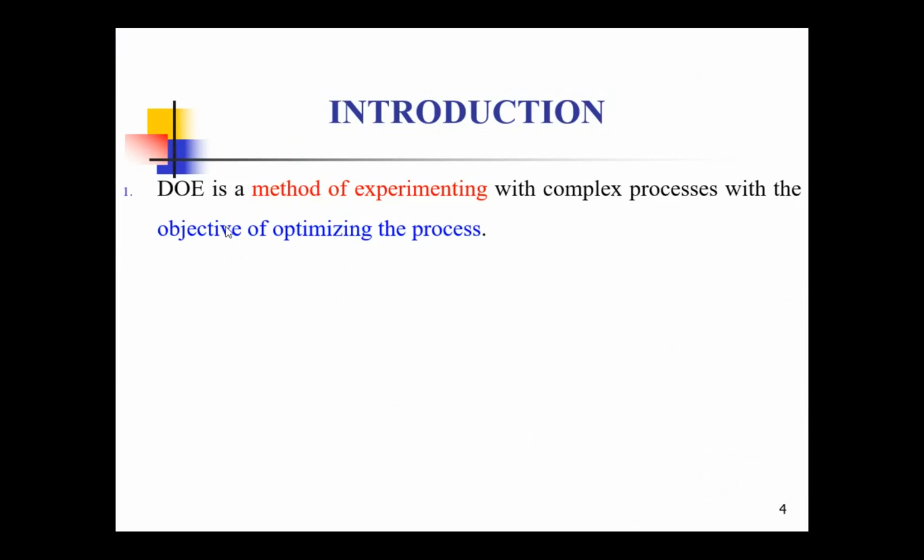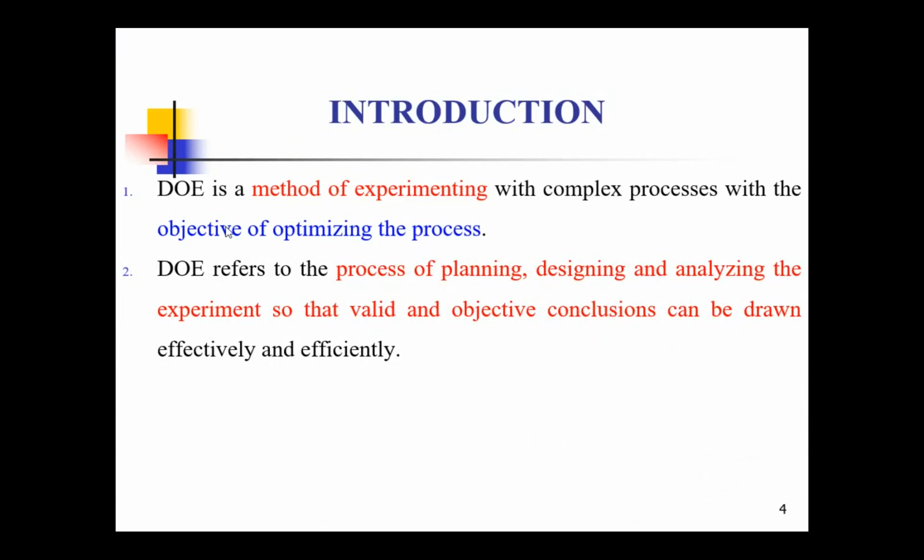I have limited resources, and from those limited resources, how are we going to obtain the best by means of experimentation? So this DOE is an experimental method with an objective of optimizing the process with the available resources. This DOE normally refers to the process of planning: how you are going to plan the experiment, how you are going to design the experiments.